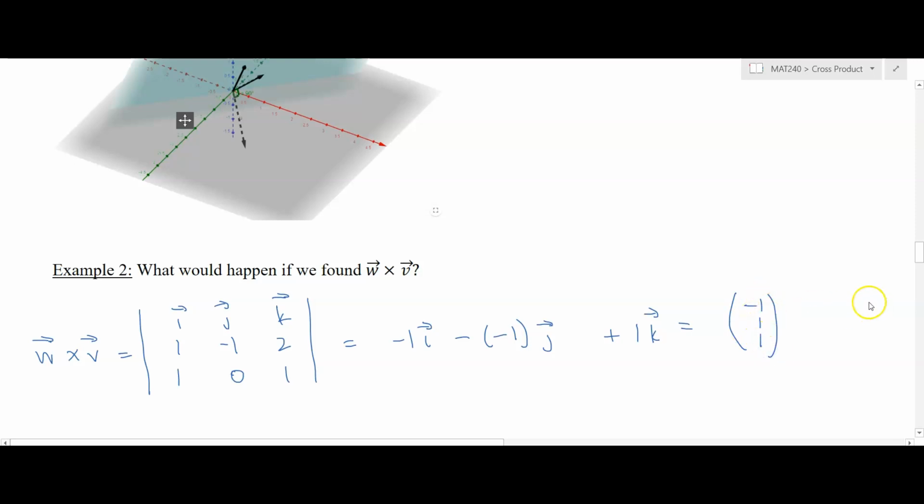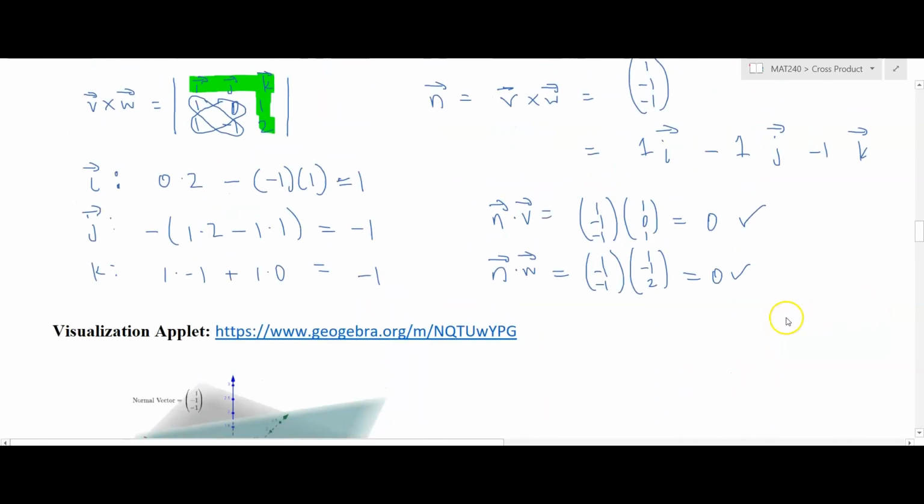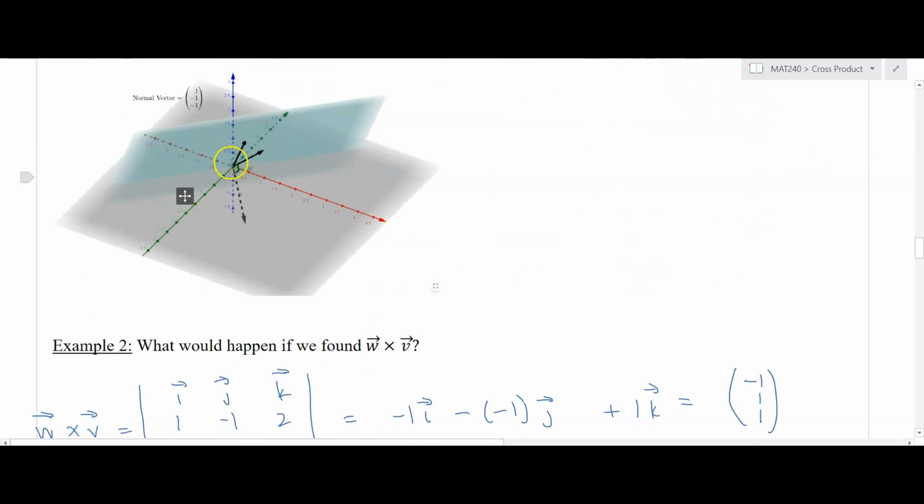So you notice that that vector right there is very, very similar to the vector that we obtained up here. Here we obtained 1, negative 1, negative 1. That's the vector that points perpendicular out in this direction. Negative 1, 1, 1 is just a scalar multiple of our 1, negative 1, negative 1 vector. So if we look at the relationship between v cross w and w cross v, we see that negative 1, 1, 1 is really just negative 1 times the v cross w vector. So they're just negatives of one another, and this is w cross v.